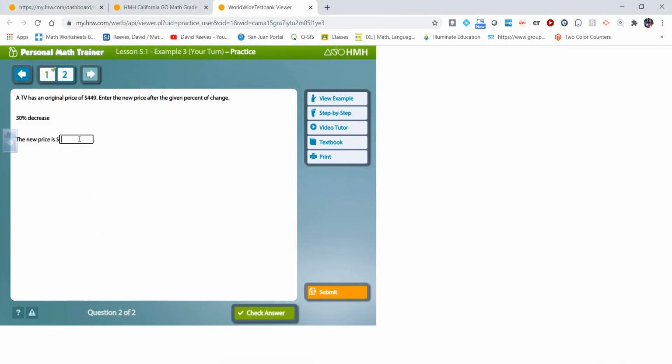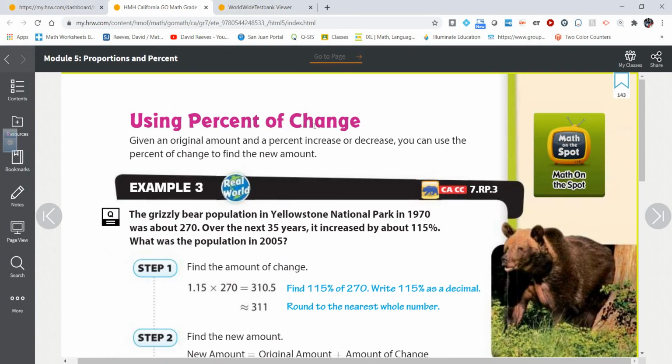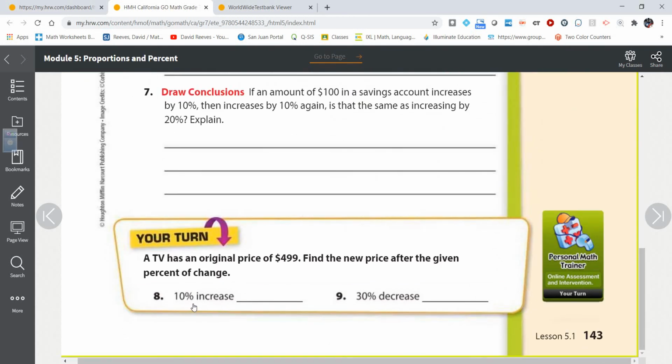All right, let's check our answer right here, 314.30 with the dollar sign that they put for us, 2 decimal places. There we go. So that, ladies and gentlemen, boys and girls, is how you find the percent of change. Remember, if it's an increase, you're going to add that percent on, and it will be over 100%, which means your decimal will be larger than 1. If it's a decrease, you're going to subtract that percent, and that means that your percent will be less than 100%, and as a decimal, it will be less than 1.